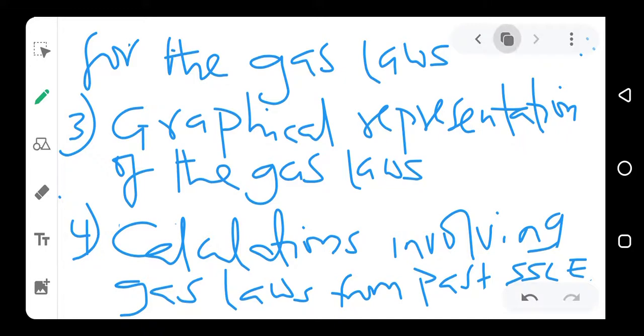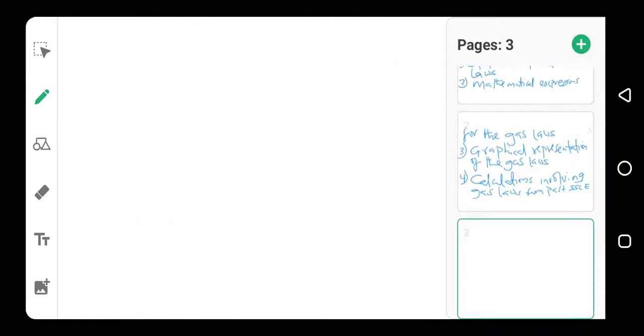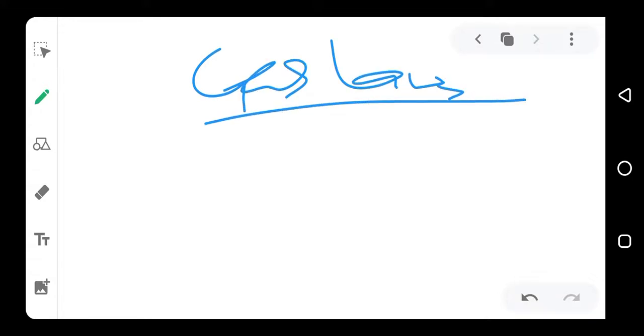We have three basic gas laws. We have Charles law, Boyle's law, and pressure law. These three primary gas laws are gotten by the variation of volume, temperature, and pressure.